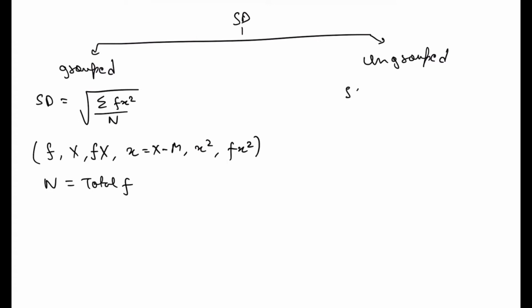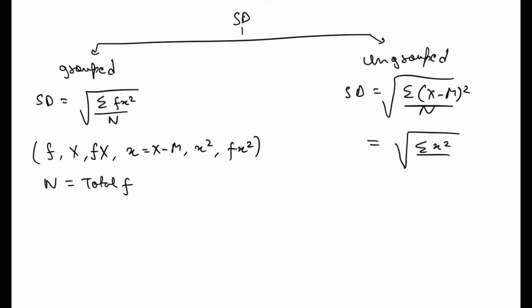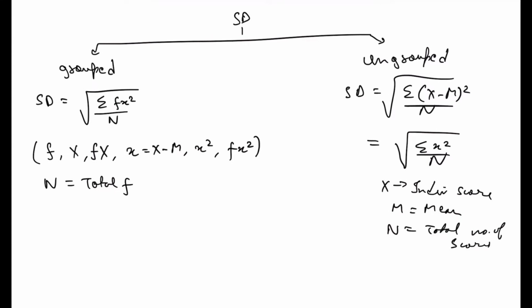Now in ungrouped data, the SD equals under root of sigma x minus m the whole square by n, which equals under root of sigma x square by n. So these are the two different representations of standard deviation as per the case. Here for ungrouped data, X is the individual score, m is the mean, n is the total number of scores, and x is the deviation from mean.